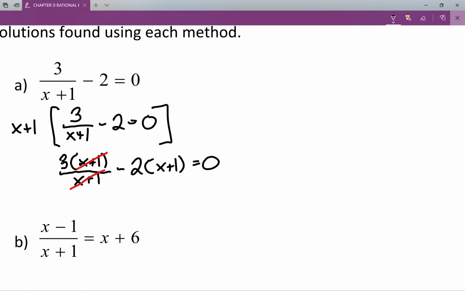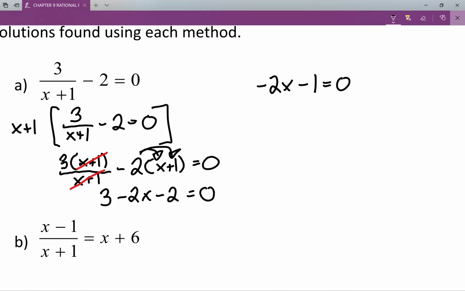Isn't that crazy? So now we have 3 minus, and this 2 is just going to distribute over to each of these. So I get minus 2x minus 2 equals 0. 3 minus 2 is equal to 1, so I get negative 2x minus 1 equals 0. From there, I add the 1 to both sides, and I get negative 2x equals 1, or x equals negative 1 all over 2.